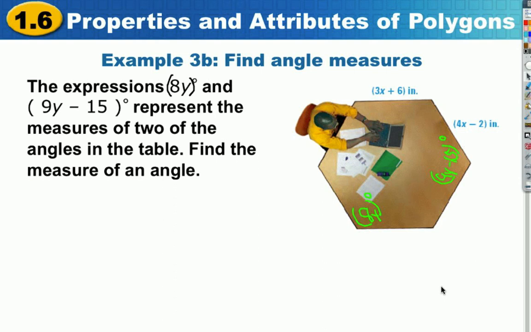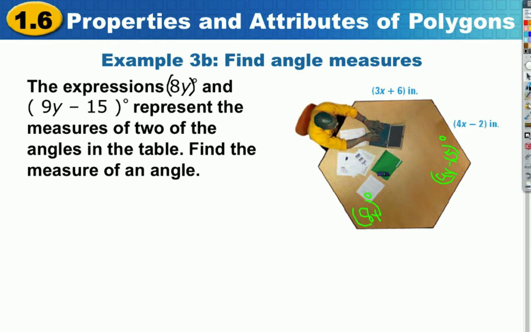Jada? Equiangular. Okay, very good. So they're all the same. So it actually doesn't matter where I put these expressions because they're all the same. But that also tells us what we're going to do. What are we going to do with this now?